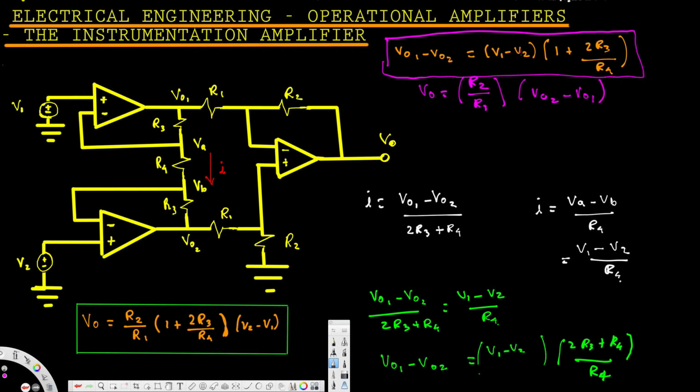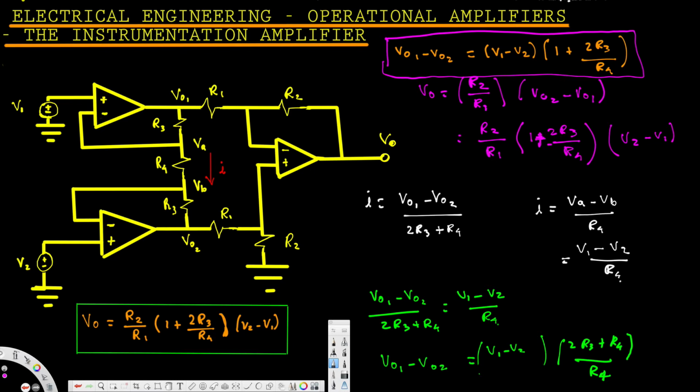Now instead of VO2 minus VO1, we can bring in this equation for VO1 minus VO2. All we have to do is just flip the sign, in that way it's similar to multiplying by -1, right? So I'm going to replace this VO2 minus VO1 with the opposite sign. That's going to look like R2 over R1 times 1 plus 2R3 over R4, and then we multiply this one with V2 minus V1. Okay, V2 minus V1, and that's it.